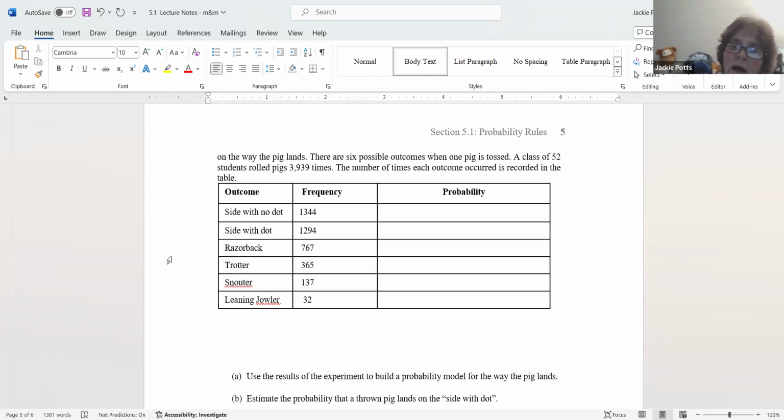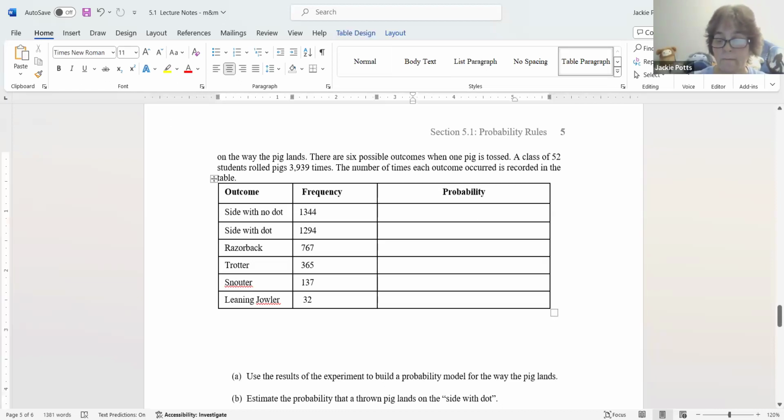So pause the video right now and create a probability table. Remember how we did it? You don't have to add it up. I already told you it's 3,939. So pause it, create the probability table, and then come back as I fill this out.